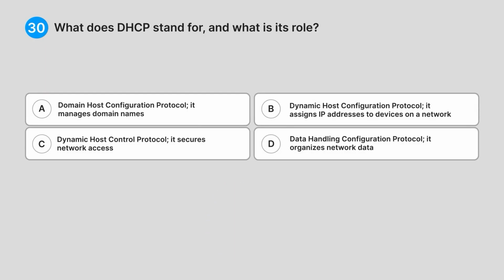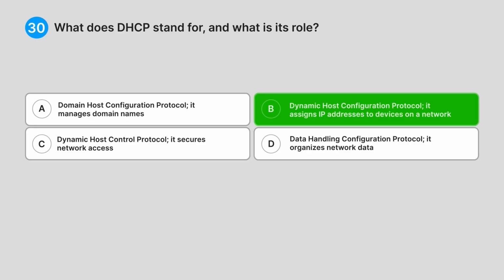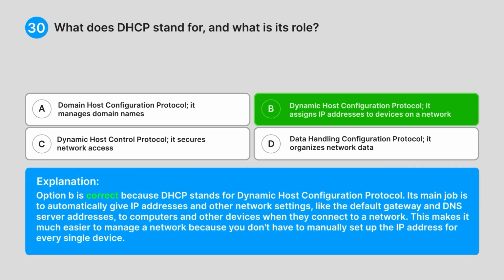Correct answer. B. Dynamic Host Configuration Protocol. It assigns IP addresses to devices on a network. Explanation. Option B is correct because DHCP stands for Dynamic Host Configuration Protocol. Its main job is to automatically give IP addresses and other network settings, like the default gateway and DNS server addresses, to computers and other devices when they connect to a network.